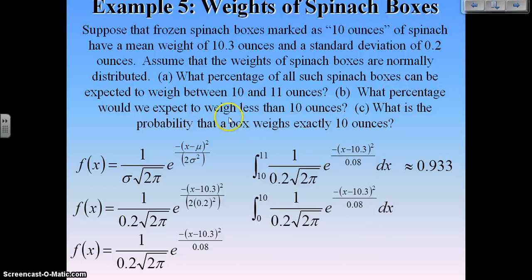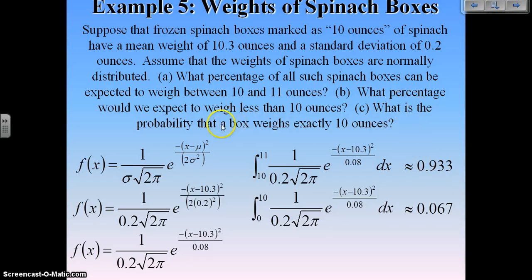Alright, the next one says less than 10. What percentage do we expect to weigh less than 10? So that would be 0 to 10. We'll plug that into our calculator and we'll end up with 0.067. So only a 6.7% chance that it's going to weigh less than 10, which makes sense because if you add these two up, that would be 0 to 11. That's nearly 100%. Remember, we talked about how it's not going to go more than a certain number of standard deviations out.